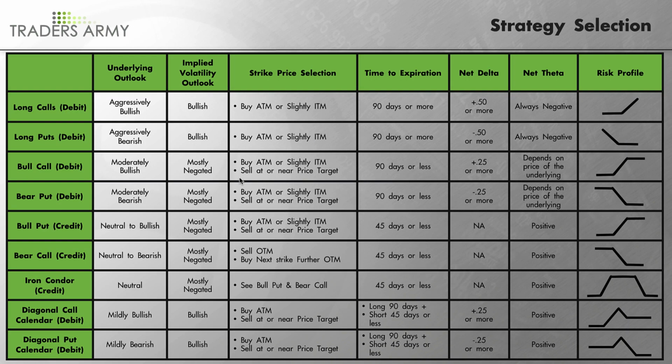And what you'll find is that you'll have an outlook on the underlying to help you choose which particular strategy is the best. Your implied volatility outlook. We'll get into strike price selection. How much time until expiration do we need to make sure we have? What net delta position we need, what net theta position we're looking for, and even net vega volatility exposure we're looking for, and an overall risk profile.